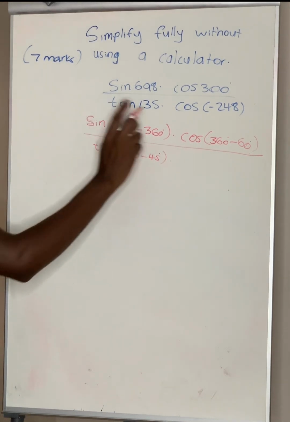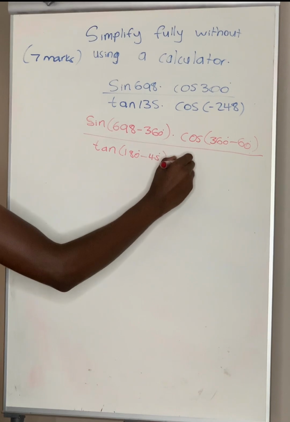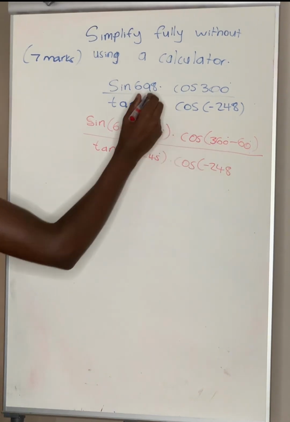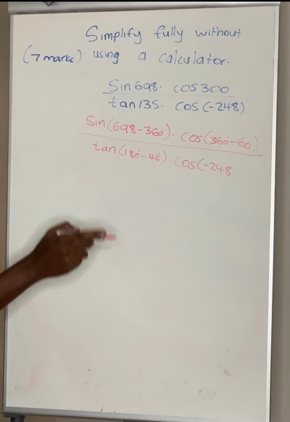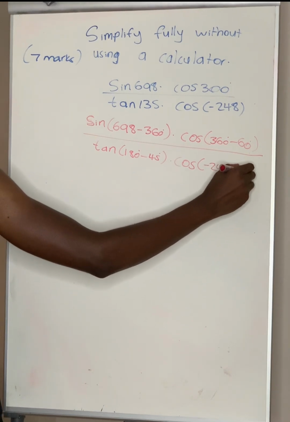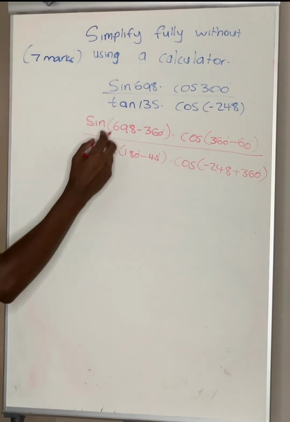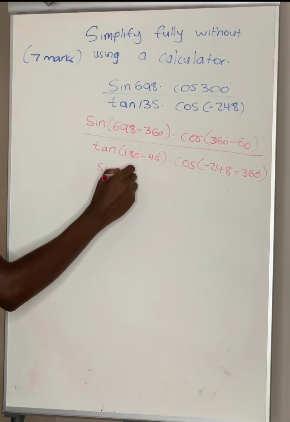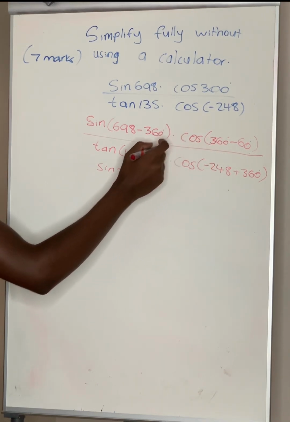Now here we have a negative angle. Whenever you're given a negative angle, you should add 360 degrees. So it's actually the opposite of that. If it's above 360, subtract 360. If it's negative, you add 360. So plus 360 degrees. Okay, so this will reduce to sine of 338 times cos of 360 minus 60.